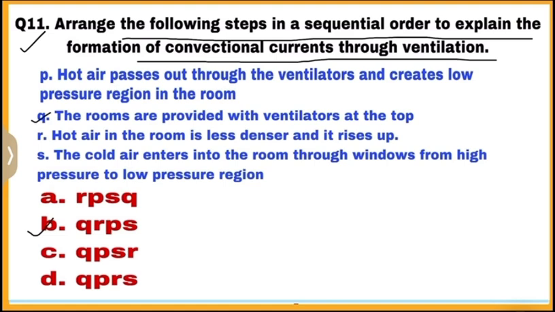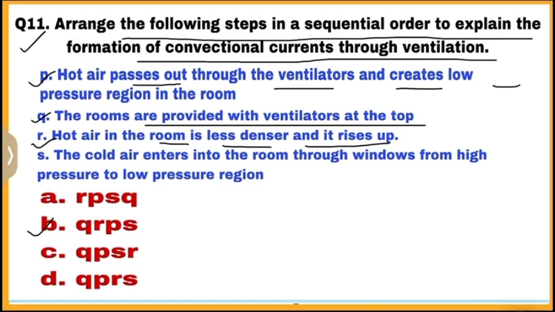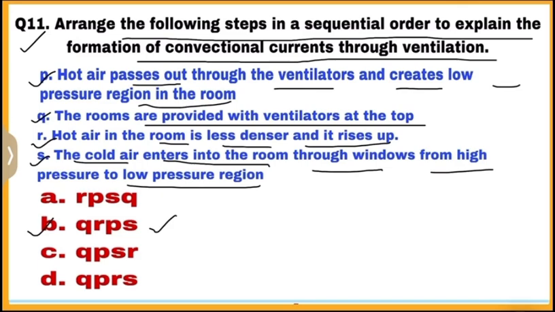QRPS. Q. The rooms are provided with ventilators at the top. R. Hot air in the room is less dense and it rises up. P. Hot air passes out through the ventilators and creates a low pressure region in the room. And lastly S. The cold air enters the room through windows from high pressure to low pressure region. So here B is the correct answer.